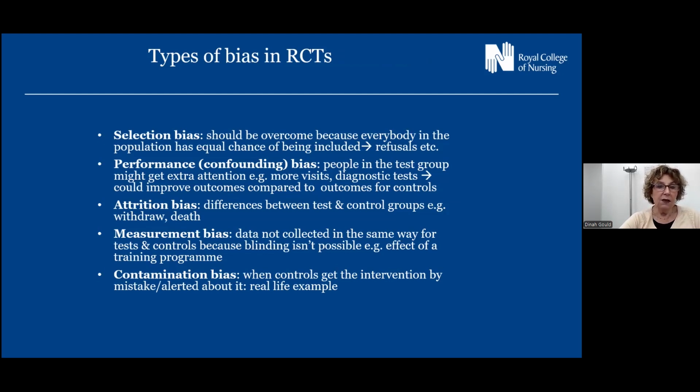First of all, selection bias can occur. Now, selection bias ought to be overcome because everybody in the population is supposed to have an equal chance of being included in the study. Everybody who's eligible to be included in the heart attack trial has an equal chance in the prescribed population of being included. But that doesn't always work because people can refuse to take part in a trial, and they very often do. I always choose this example on purpose, partly because it will be familiar to you, but also because I would never in my wildest dreams take part in an RCT designed to look at the effects of aspirin.